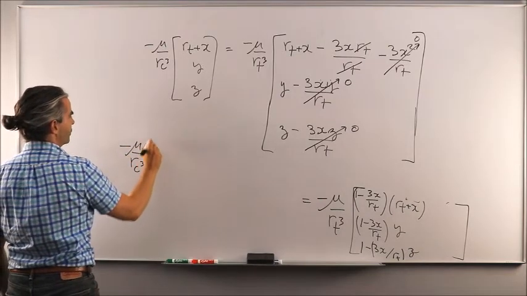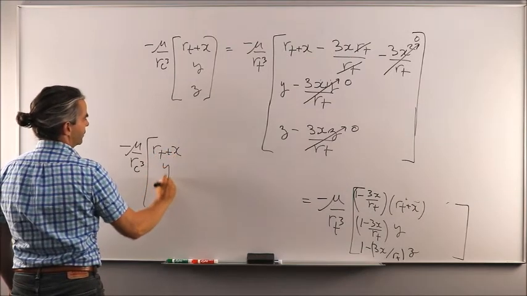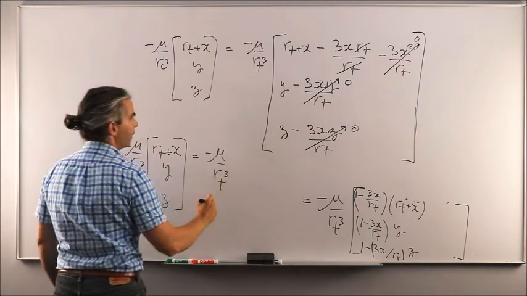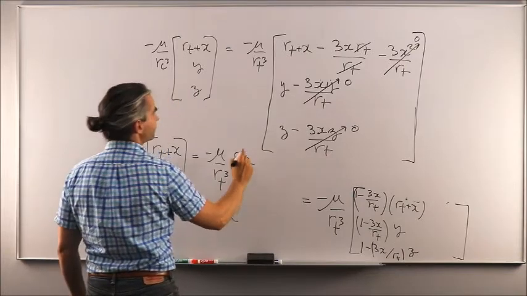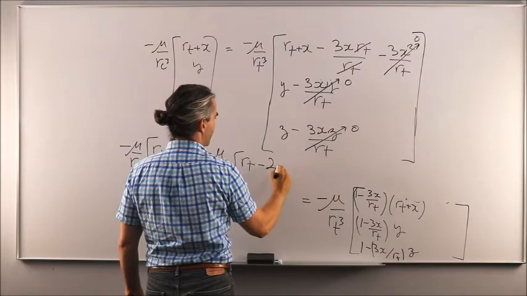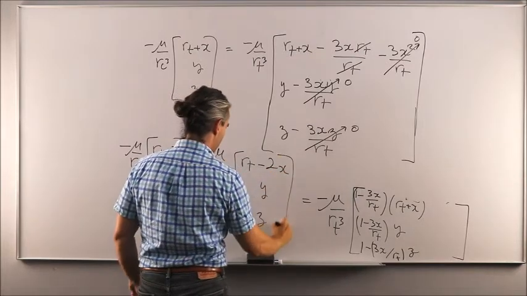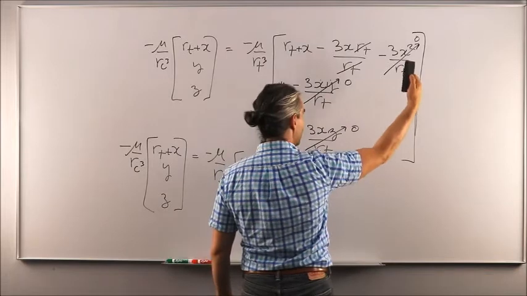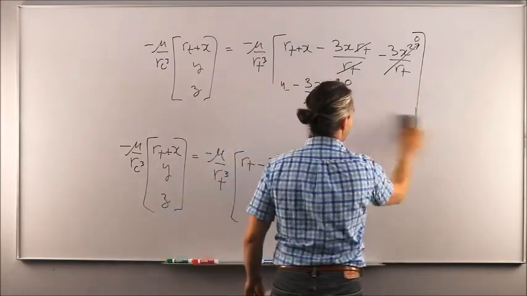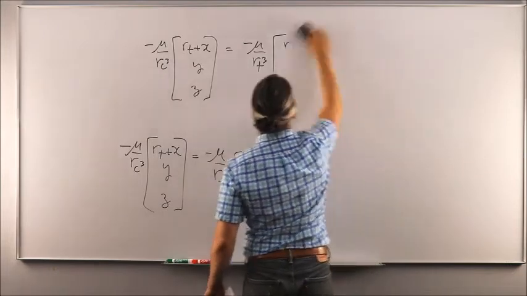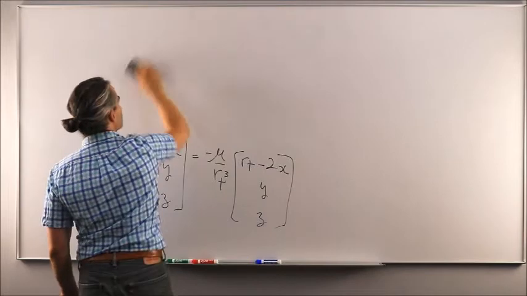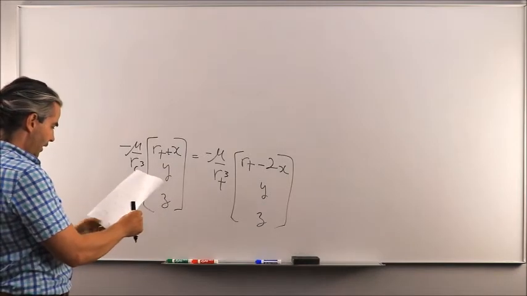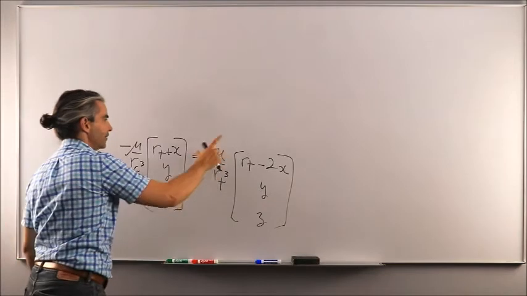minus mu over RT cubed of RT plus X, Y, and Z equal to minus mu over RT cubed now of RT minus 3X, so that is minus 2X, and then Y and Z. That is a lot nicer than what we had previously in terms of the intermediate results to go from the right-hand sides of the blue equations to something else. That something else being derived due to the fact that the relative distance between both spacecraft is considered small compared to the distance between target and the Earth's center. Okay. Making use of this fact.